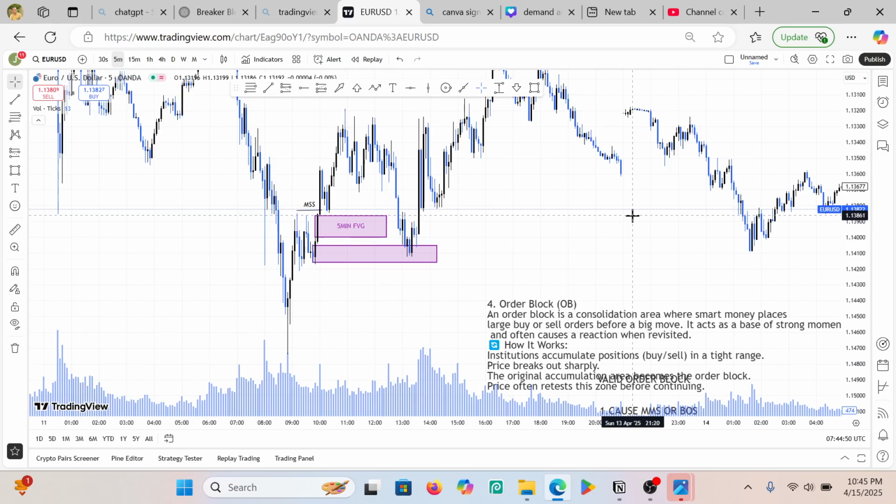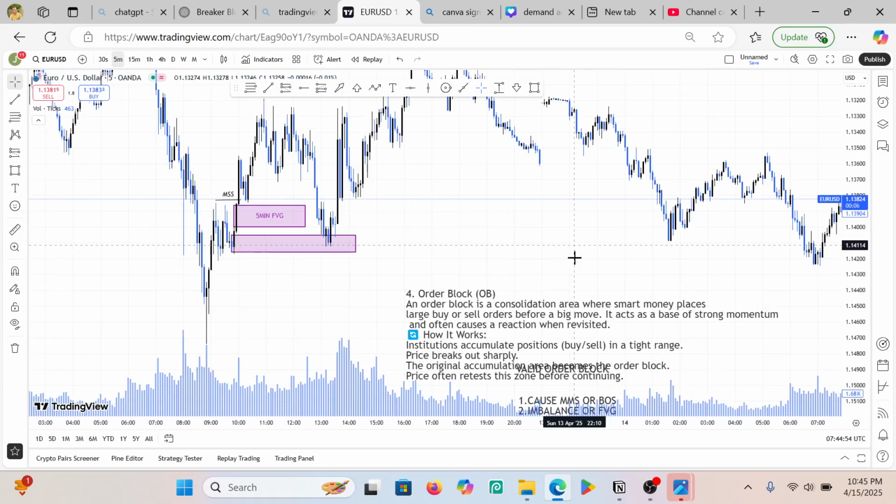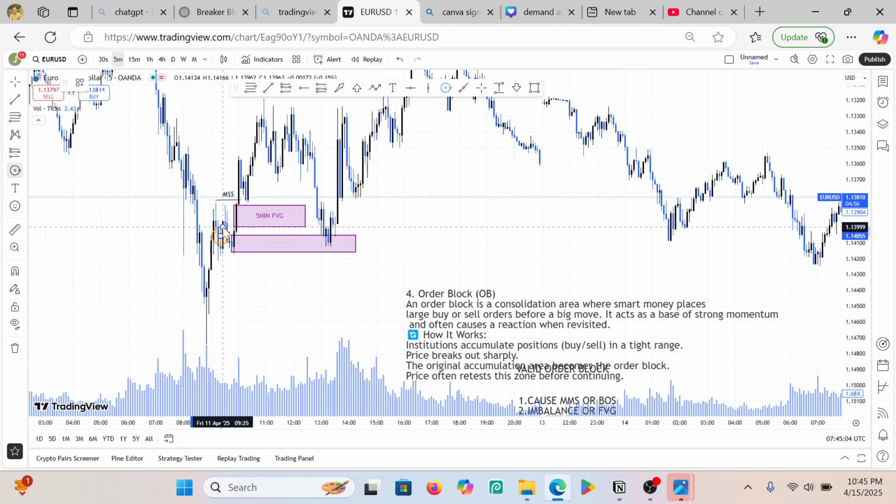There's a market structure shift here because there's a consolidation. First, they must cause a consolidation, an area where there's a consolidation. As you can see, there's a consolidation in this area. There's a consolidation here, there's a consolidation there.